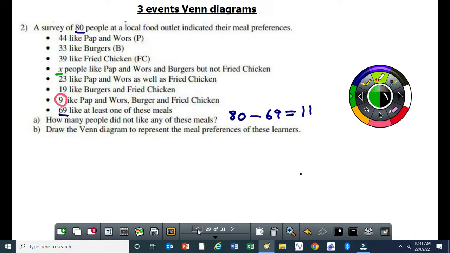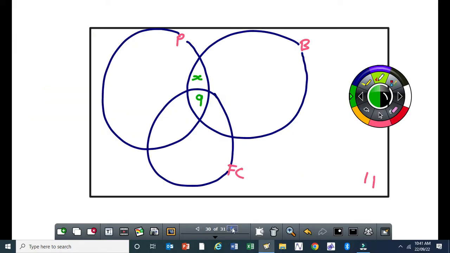Then you have 23 who like pap and boss as well as fried chicken. Now it doesn't say they like pap and boss as well as fried chicken only. Therefore, these 23 also include those 9. So we have to subtract in order to determine those who like pap and boss and also fried chicken only. So we say 23 minus 9, and we get what?